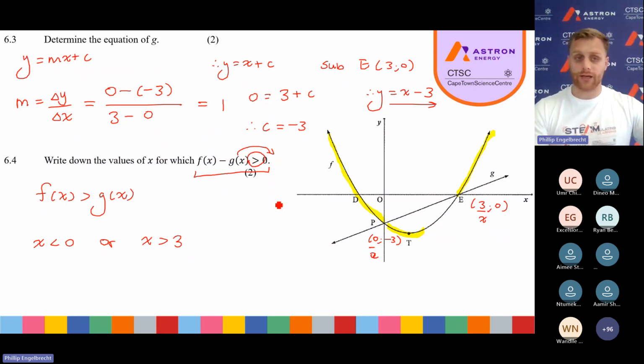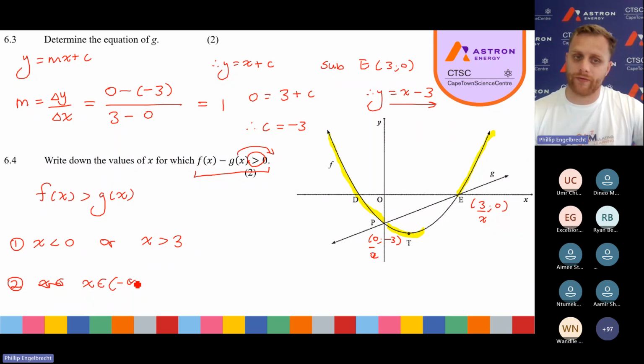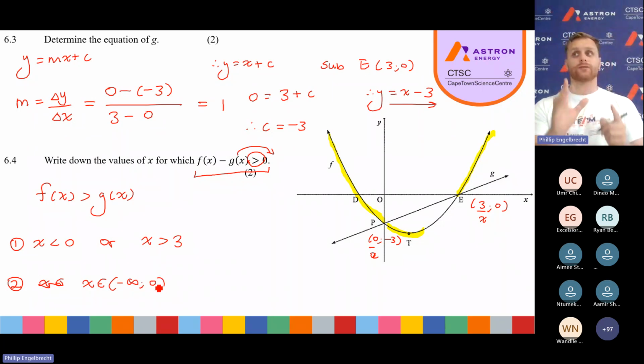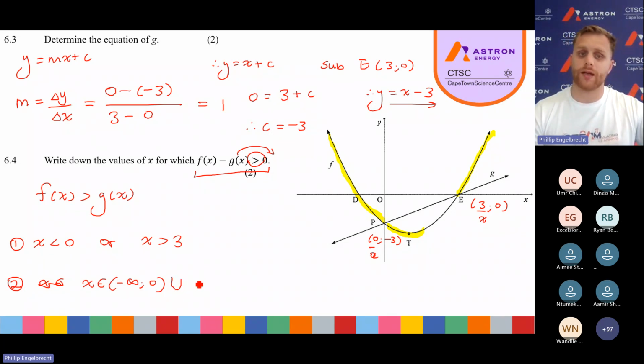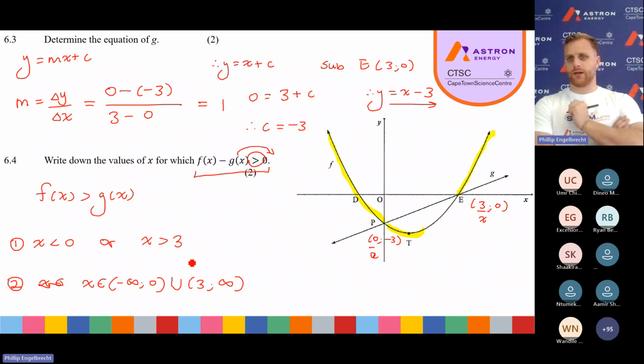So you could have written it like that, so this is the first way. The second way could be x is an element of, and then you put your round brackets, negative infinity and 0. Remember, it's not equal to 0, so you use your round brackets, and you use that union sign, from 3 until positive infinity. So these are your two options that you could have written.